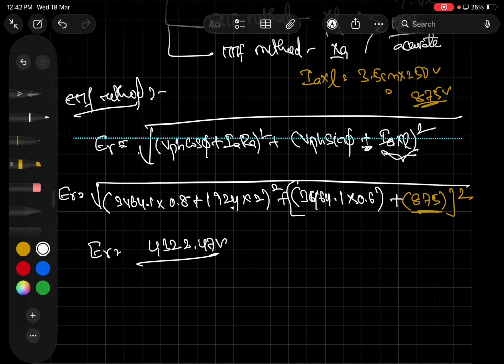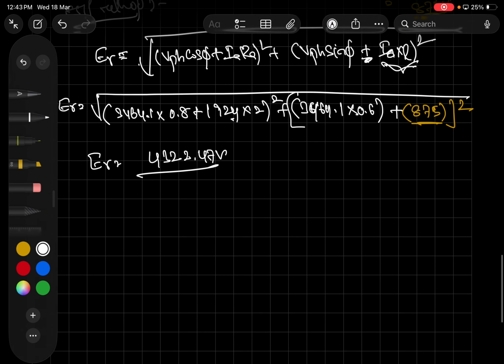Can you simplify and tell me the answer? 4322.47. Let's confirm this answer. So this is the ER value. This is not the final value. This is an intermediate value which we got from the EMF method, so I am only considering the leakage reactance. Now whatever ER is there, 4322.47 volts, I have to represent on the OCC graph.